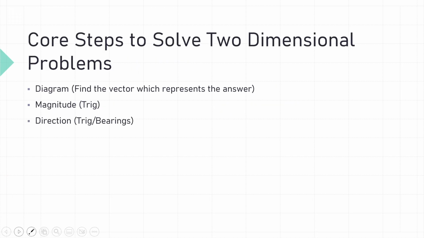So when we are trying to solve a 2-dimensional problem, the first thing that we want to do is always draw a diagram. When we do this, we combine our vectors together in whatever way is necessary, and that enables us to draw our resultant vector, and that's going to be representative of our answer. We then want to find magnitude using trig techniques, and also find the direction with trig techniques, and also using some of the bearings concepts that we've started to learn about as well.